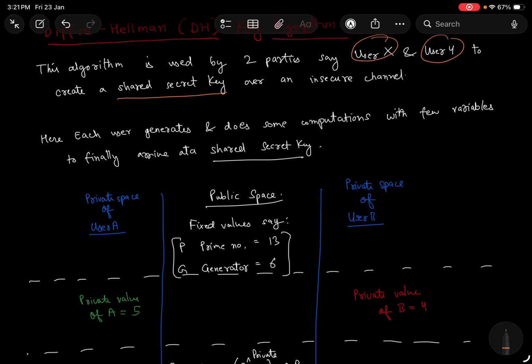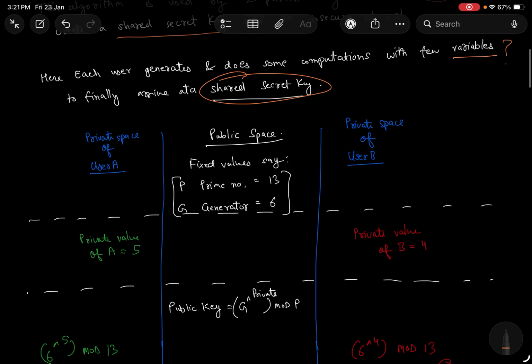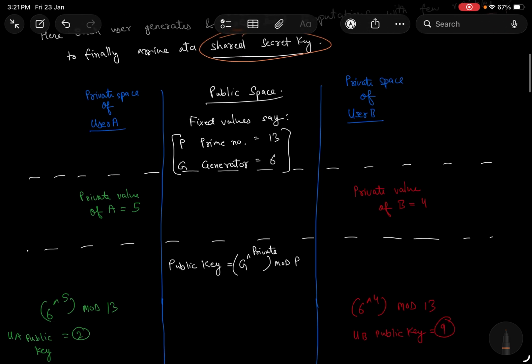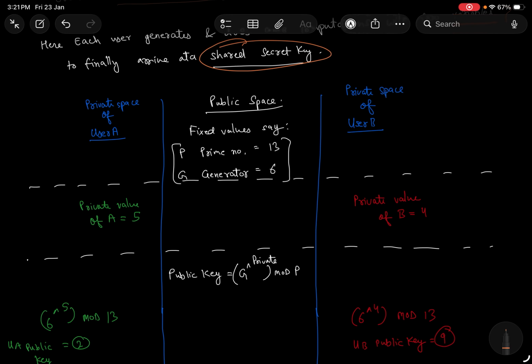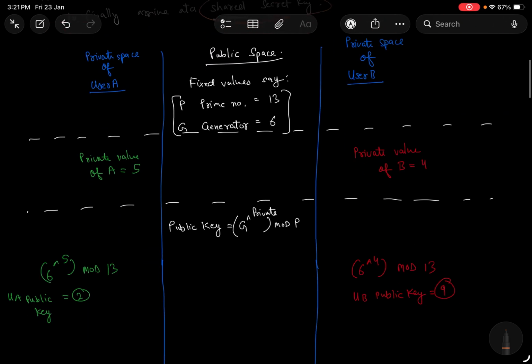Here each user generates and does some computations with a few variables to finally arrive at a shared secret key. We will come to what those variables in play are. So let's take up an example and try to observe what is happening under the hood in this Diffie-Hellman algorithm.